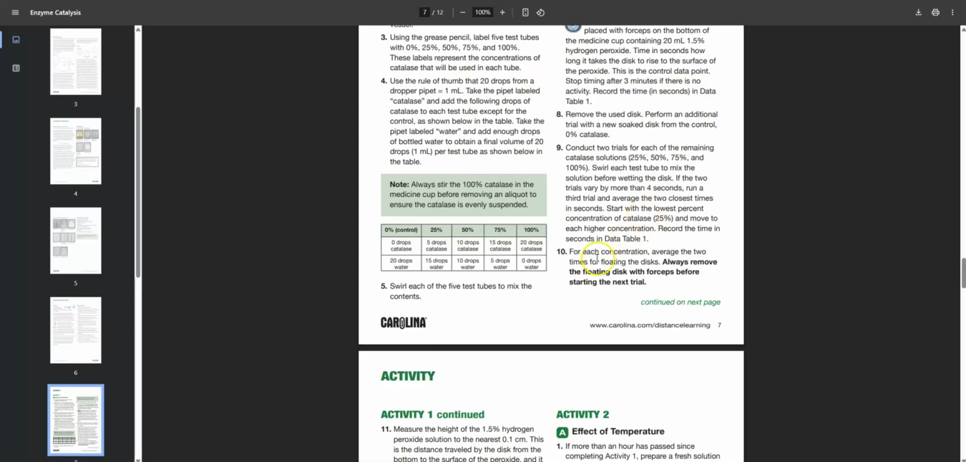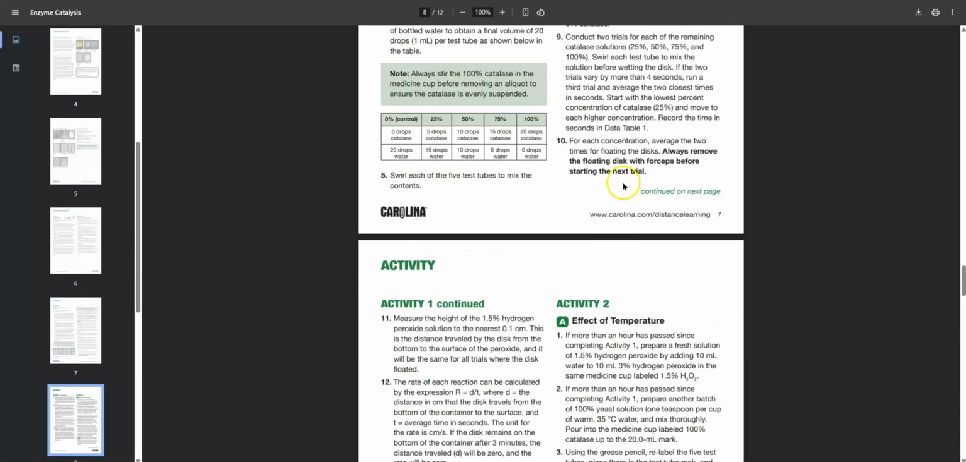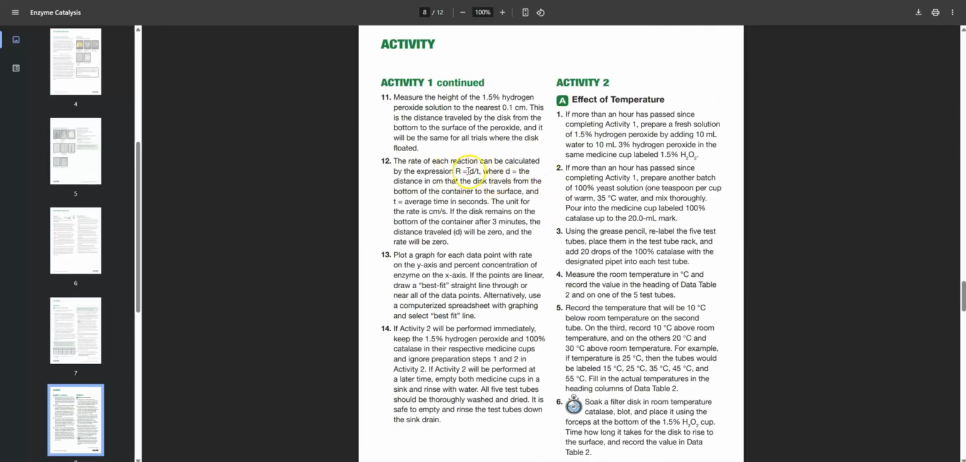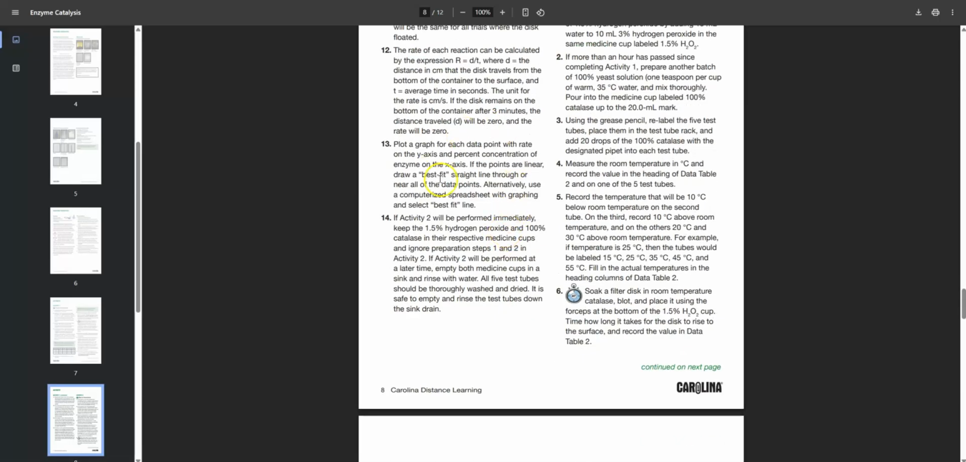You're going to be conducting multiple trials of this, and then make sure you don't put your hands in it, like use the forceps to take everything out. And so then you have an equation that helps you calculate the rate of the reaction. So the distance that the disc traveled divided by the time it took to get there. Then you're going to plot it on a graph.